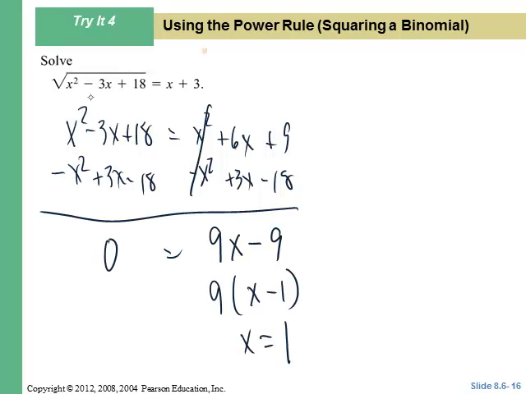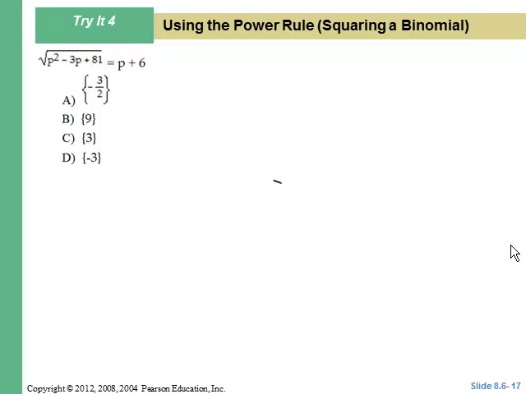x is 1. So this is 1 minus 3 plus 18. 1 minus 3 is negative 2, plus 18 is 16. Square root of 16 is 4. 1 and 3 makes 4. So yes, 1 does check. Good job. How about this one?